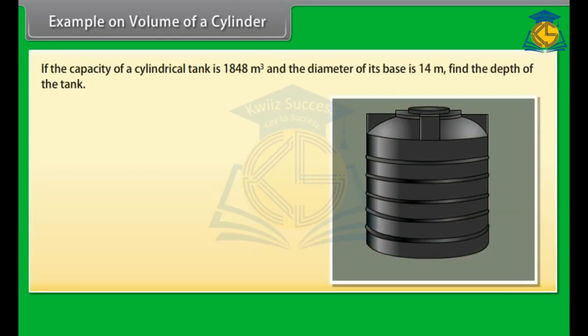Example of volume of a cylinder. If the capacity of a cylindrical tank is 1848 meter cube and the diameter of its base is 14 meter, find the depth of the tank.